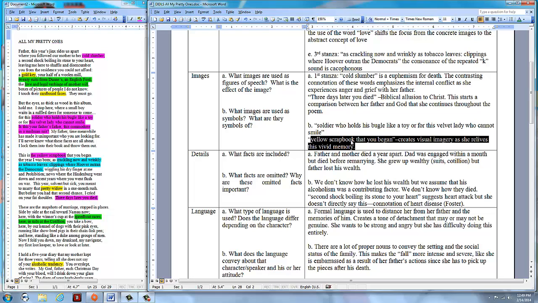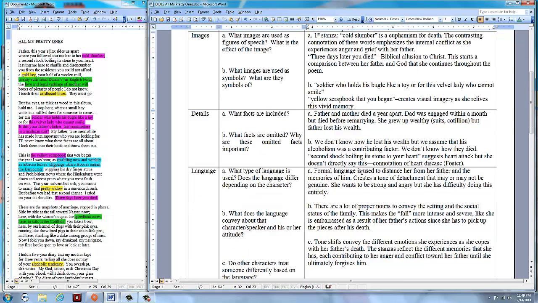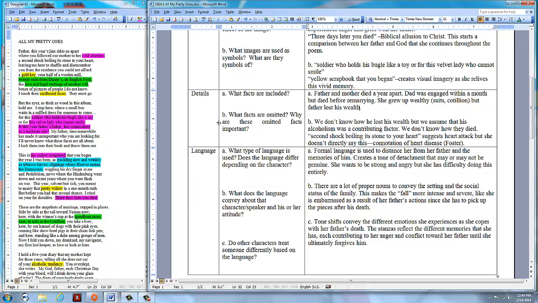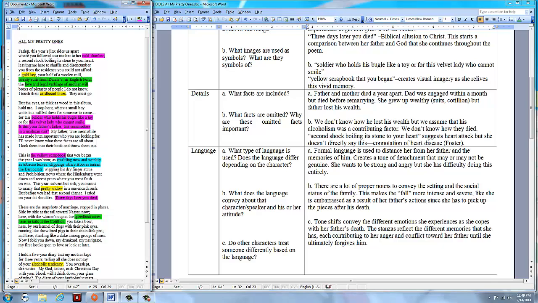Moving into the next section, we're looking at details, facts that were included. We know that her mother and father died, here she says a year apart. We know that her father was engaged within a month of her mother's death, but died before remarrying. We know she grew up extremely wealthy. The first and the fourth stanza let us know that.